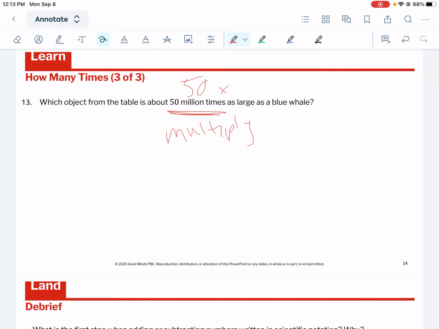So it gives us 50 million times as large as a blue whale. The measurement of a blue whale was 2.8 times 10 to the power of 1. And we're just going to multiply that by 50 million. I'm going to just write it in because I'm being lazy: 50 mil. Really, that'll be 5 times 10 to the 7th power. But we know what 50 million looks like because I'm going to put it in the calculator anyways.